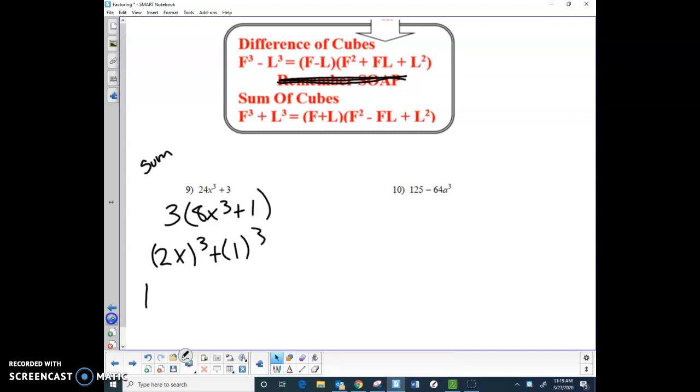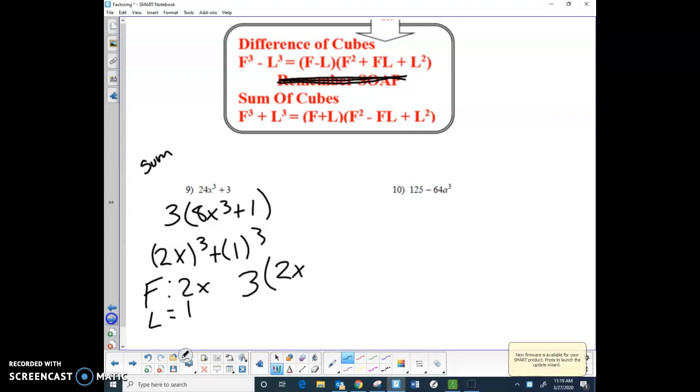So my first term, I don't know what all this beeping is going on here. All right, so my first term is 2x. My last term is 1. So we still have a 3 out front. We're going to take first, so 2x plus 1 times 2x squared, so we've got 4x squared minus, multiply them together, 2x plus 1. And that is the sum of cubes.